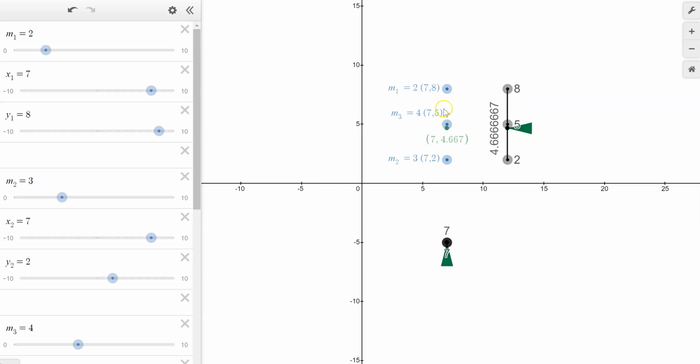So we have 2, 5, and 8. Those are our locations. And the mass at 2 would be 3. The mass at 5 would be 4. And then the mass at 8 is 2. And so it'll be 2 times 8, 4 times 5, 3 times 2. We add those up, divide it by 9. So that's what we're doing here.